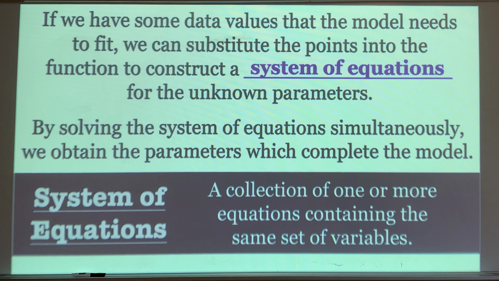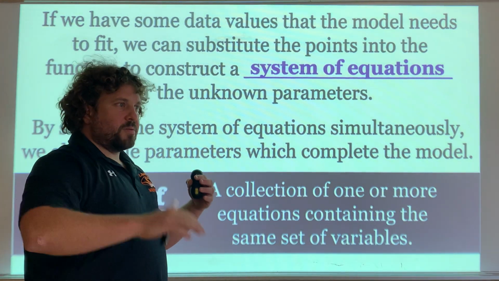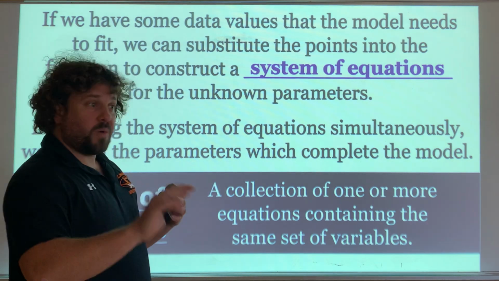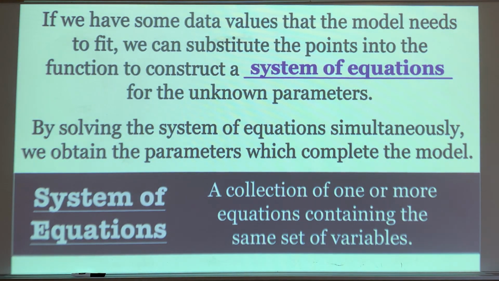So, when you have one or more equations, so for instance, y equals 3x plus 7, y equals 7x plus 2. That's two equations. y equals 9x plus 13. Three equations. They're going to be related, okay? So when those systems of equations pertain to the same data set, to the same things you're dealing with, we obtain the parameters that complete the model, okay?